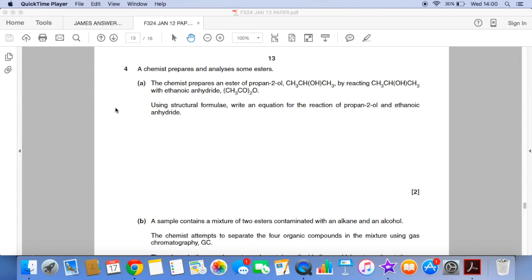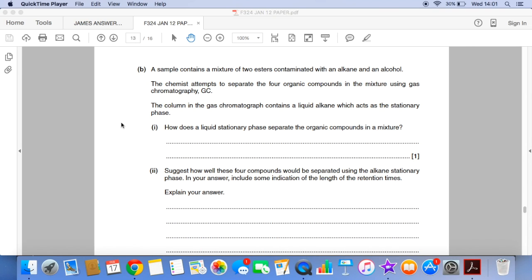I'm going to look at a question that tests the analysis part of F324, and it's all based around esters. So the question starts by asking a fairly straightforward question about the preparation of an ester. It's from propanol and ethanoic anhydride, and you've got to come up with the equation. The analysis part of the question starts now, and it starts with testing your knowledge of gas chromatography.